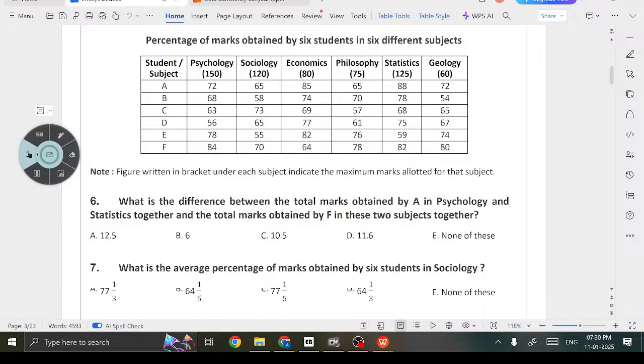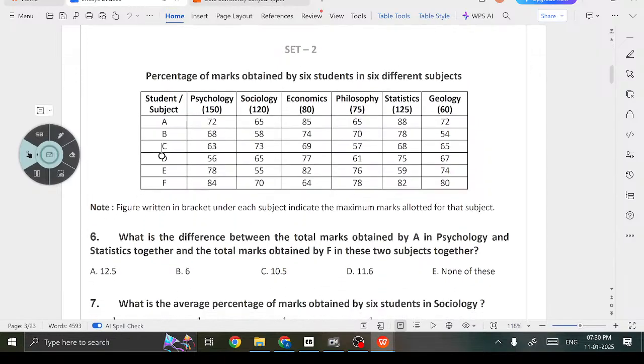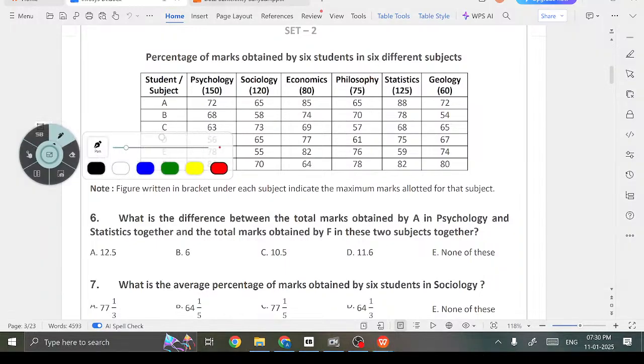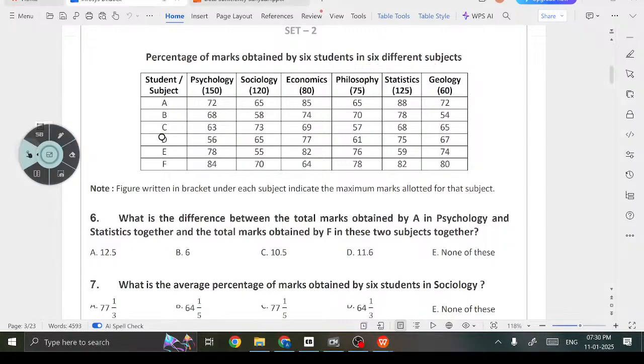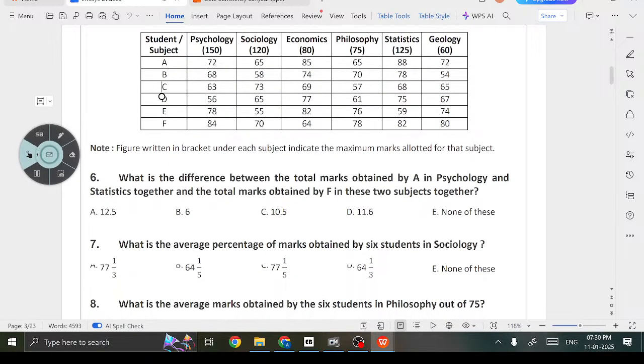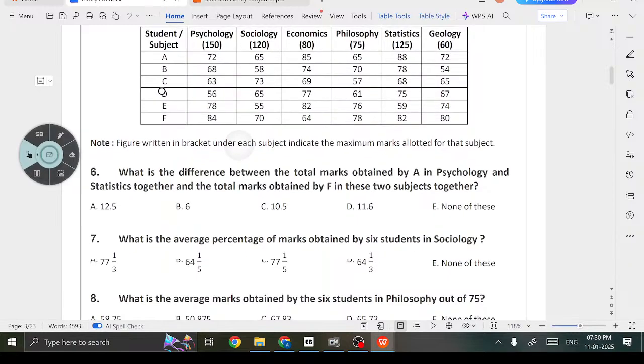So what do we understand here from this question? It says there are percentages of marks obtained by 6 students in 6 different subjects. Out of 150, these are the marks. Out of 120, these are the marks of 6 students. Now, the figure written in brackets under each subject indicates the maximum marks allotted for the subject. From this, you need to solve some questions. These are the questions given here.